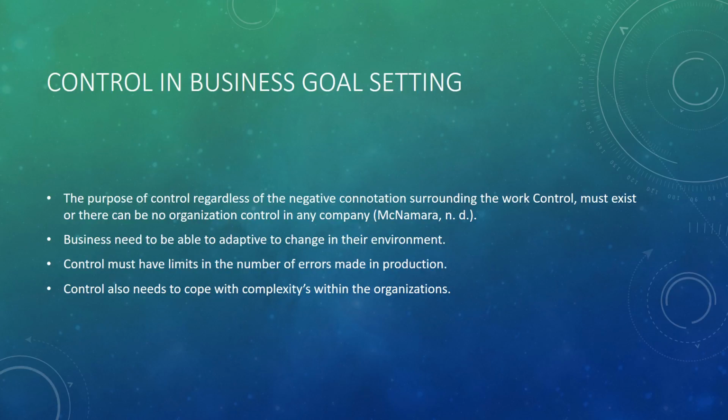Control must have limits on the number of errors made in production, because if you have no guidelines for your employees or your management to go by, then they'll have more errors in their production. Control also needs to cope with complexities within the organization. There are always complex things in management that need to be organized, so control gives them a basic structure that they can go by when they come across complex measures.